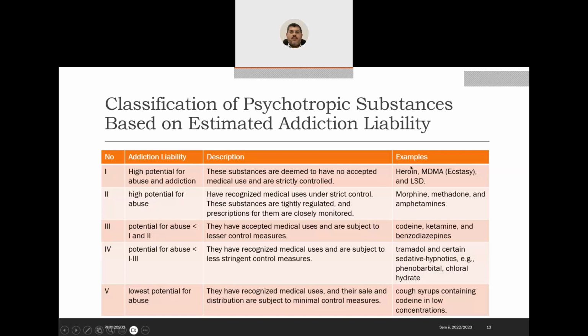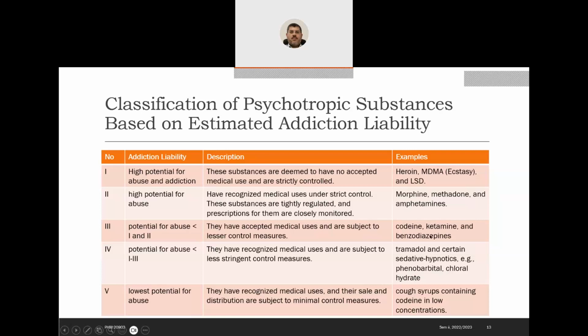Schedule 1 usually contains materials that have no accepted medical use and are strictly controlled. So these substances cannot be prescribed as medicines. Schedule 2 contains the opioids and amphetamines, morphine, methadone. Opioids except codeine, okay? They have recognized medical uses under strict control. These are tightly regulated and prescriptions for them are closely monitored.